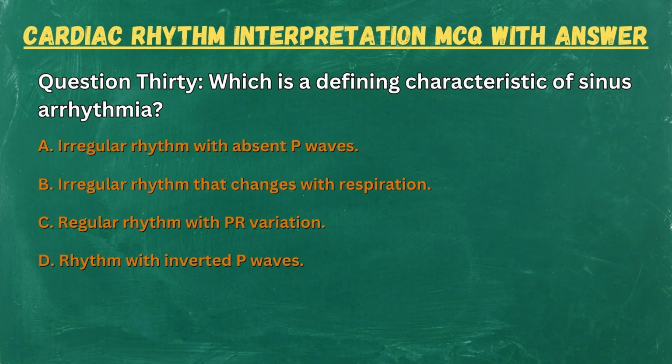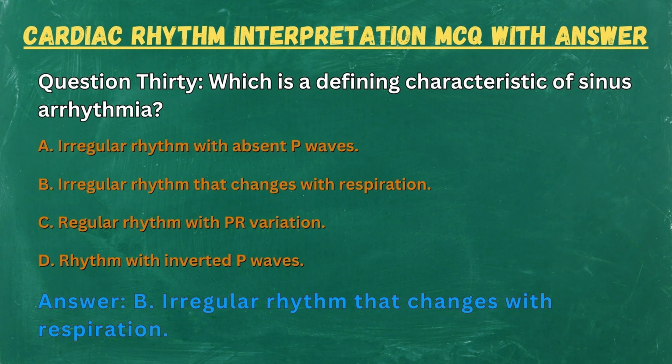Question 30. Which is a defining characteristic of sinus arrhythmia? A. Irregular rhythm with absent P waves. B. Irregular rhythm that changes with respiration. C. Regular rhythm with PR variation. D. Rhythm with inverted P waves. Answer: B. Irregular rhythm that changes with respiration.